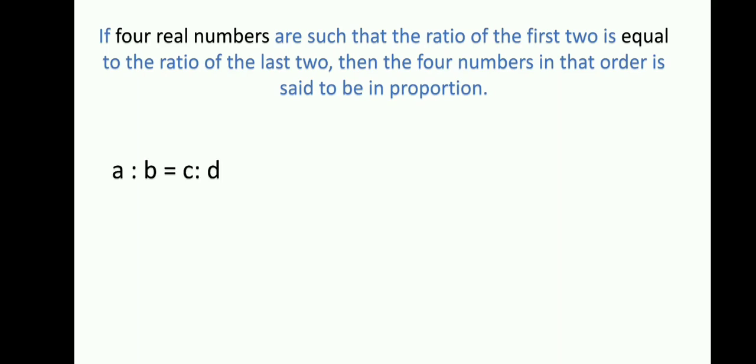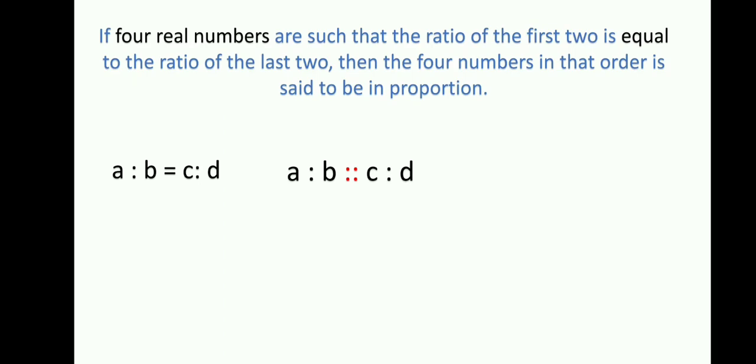That is, a is to b is equal to c is to d. So a, b, c, d are the four real numbers, and what you see on the screen now is what we call proportion. How we read it is, a is to b is proportional to c is to d. You can see the symbol of proportional in red.